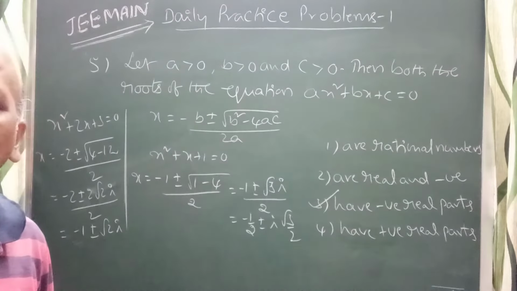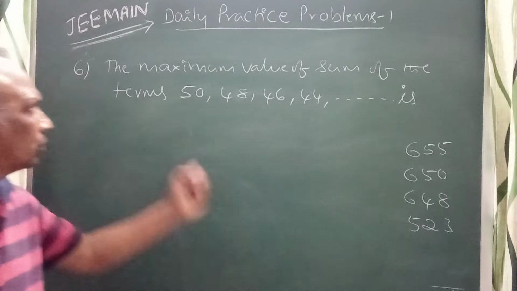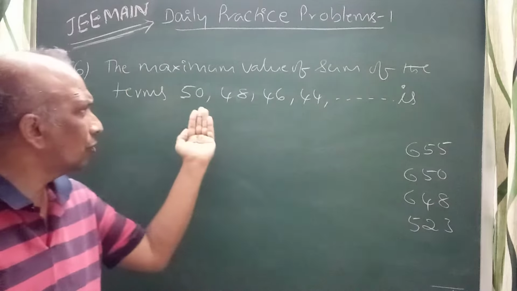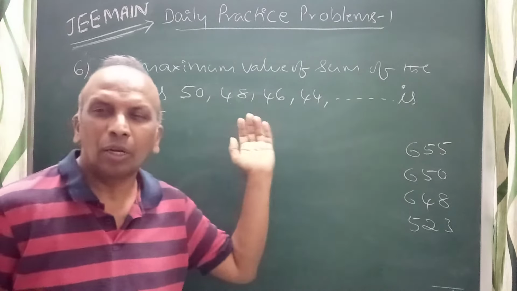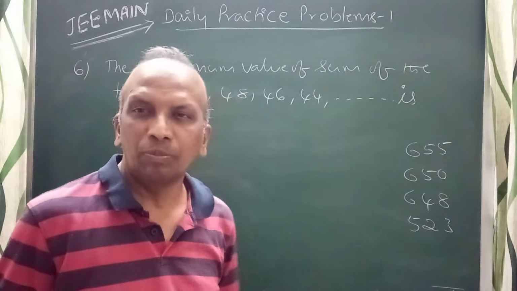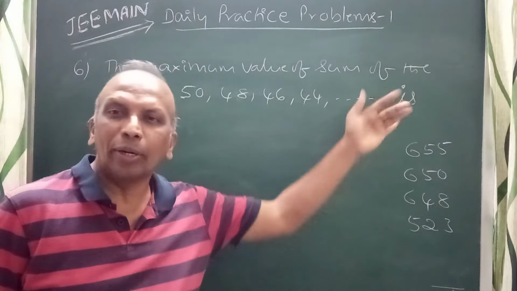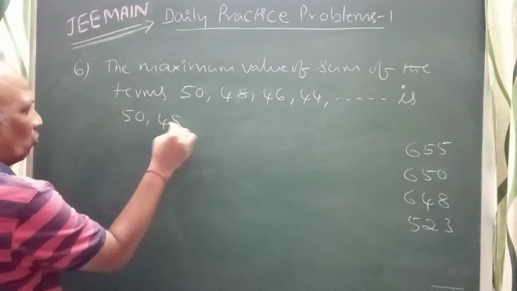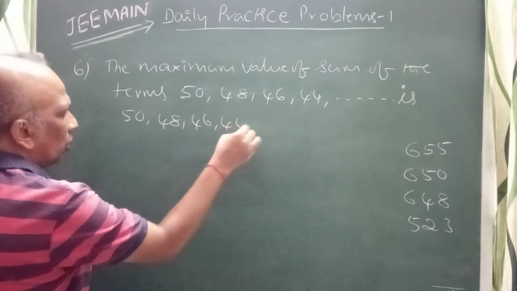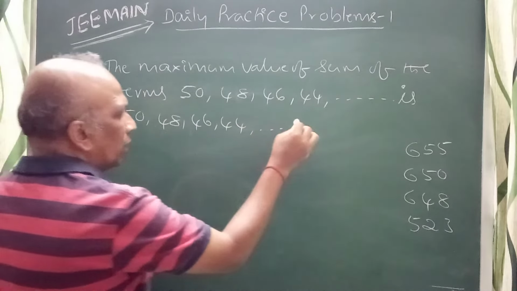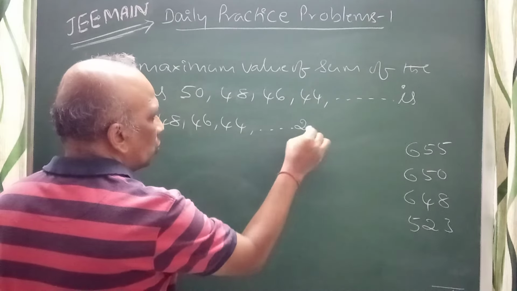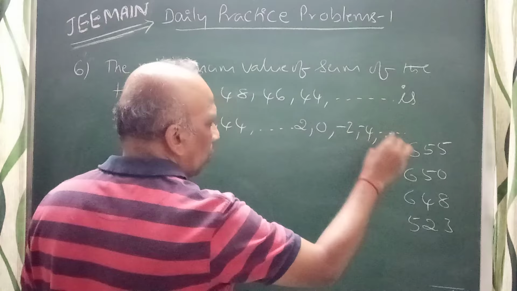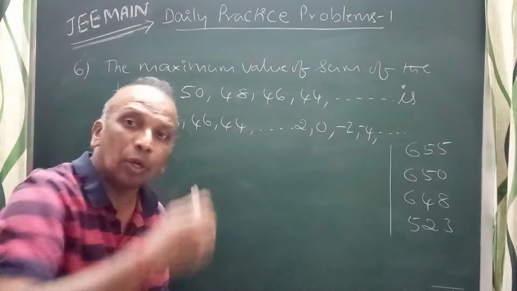Now we do the next problem. See, this is the problem: the maximum value of the sum of the terms. They are asking 50, 48, 46, 44, decreasing by 2 each time. At one stage we get 0 and negative numbers. If I continue this, I can write 50, 48, 46, 44 and so on, up to 2, then 0, then −2, −4 and so on. The series is going on like that.